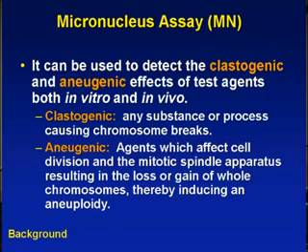Aneugenic is slightly different. Those are the agents which affect either cell division or the mitotic spindle fibers, resulting in the loss or gain of a whole chromosome. So the difference between these two is that one involves a whole chromosome, the other a part of a chromosome, and thereby induces an aneuploidy. That's where the term aneugenic comes from. Now, many agents, including radiation, can be both. For example, X-ray is very good at causing chromosome breaks, but it can also induce this type of thing.